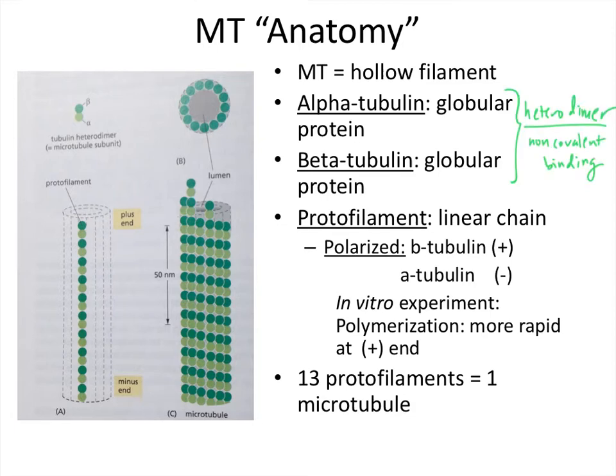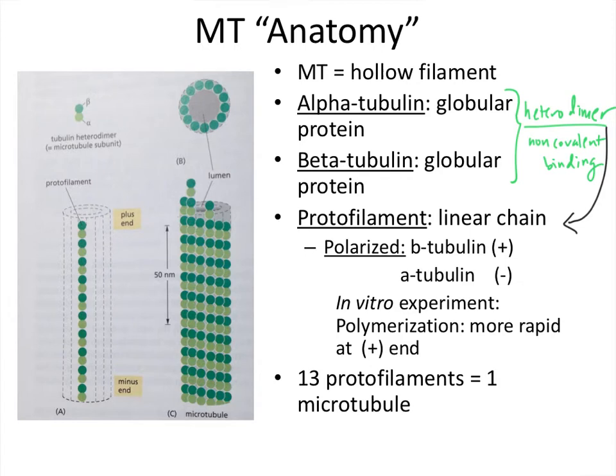It's not so important that you know which one is which, but do notice that that difference is indicating a polarity. The subunit of the microtubule is the heterodimer, and the heterodimer is made up of one alpha tubulin subunit as well as one beta tubulin subunit. And so we see that over here, and they are held to each other through non-covalent binding. This is pretty strong non-covalent binding.